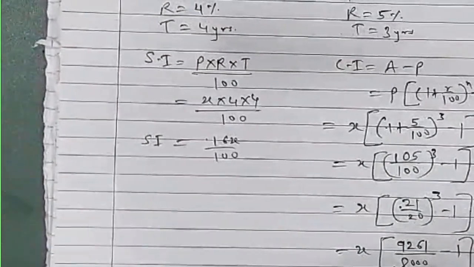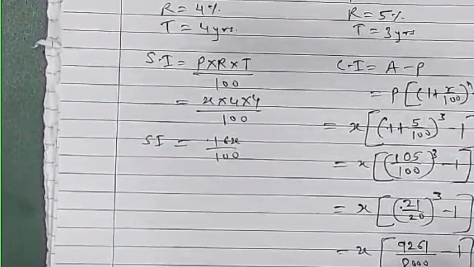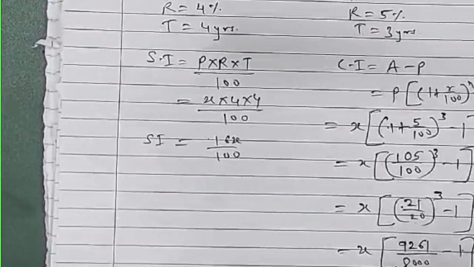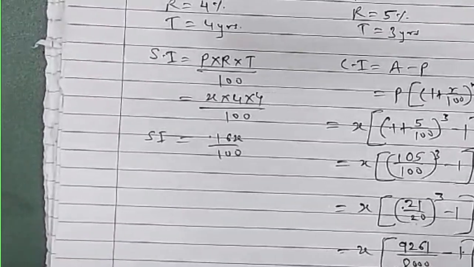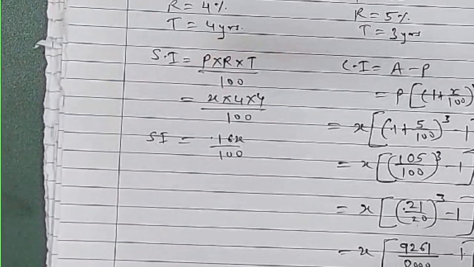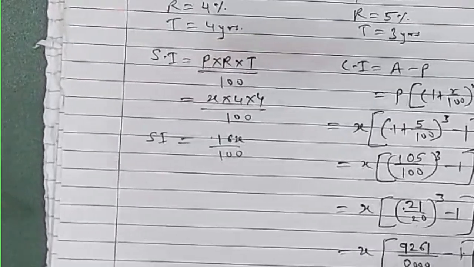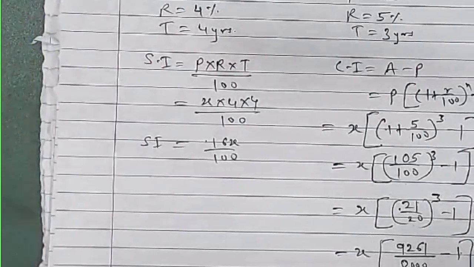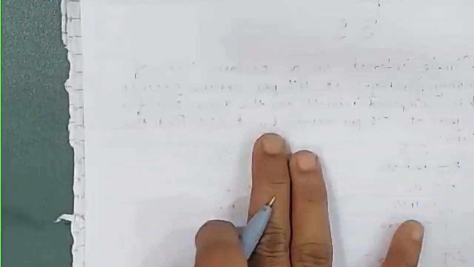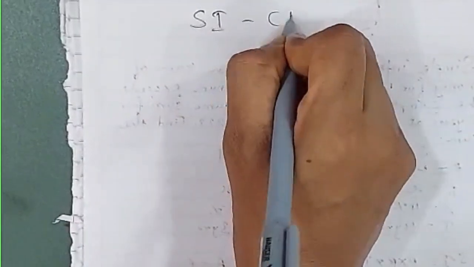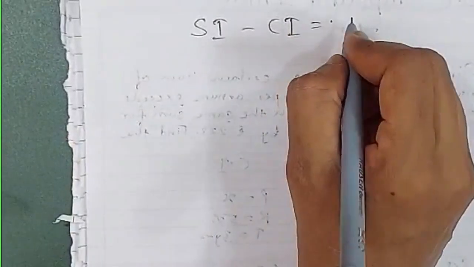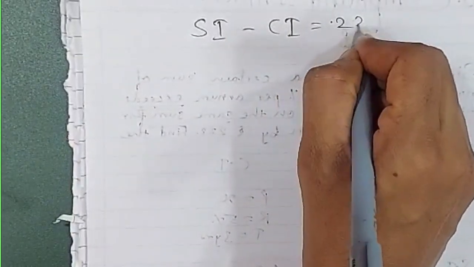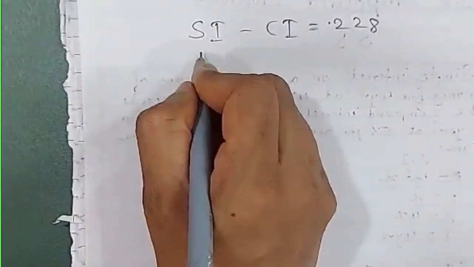So X into 9261 minus 8000 upon 8000, that is X into 1261 upon 8000. This is your CI. Now the difference between them is given, that is SI minus CI. Listen carefully, the difference between SI and CI, not the difference between CI and SI. So SI minus CI is equal to 228, that is given.